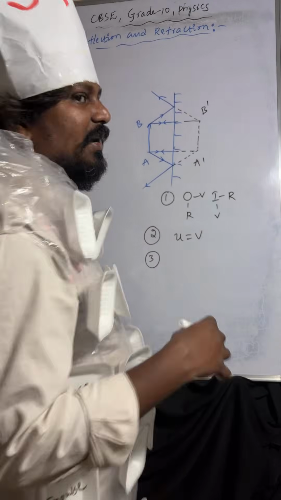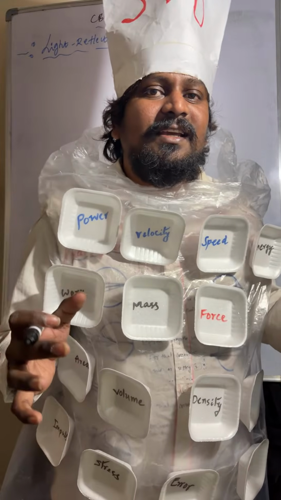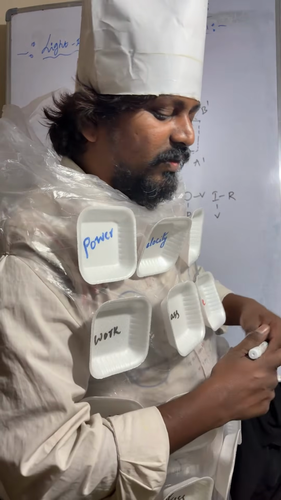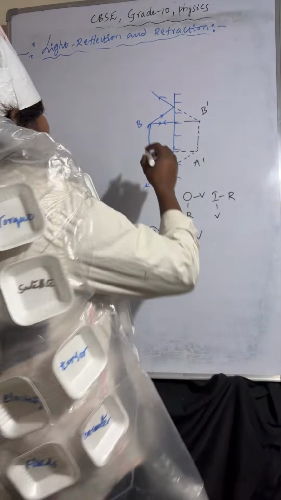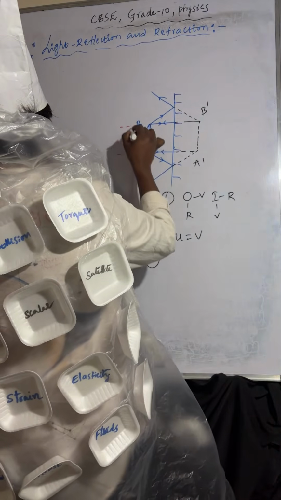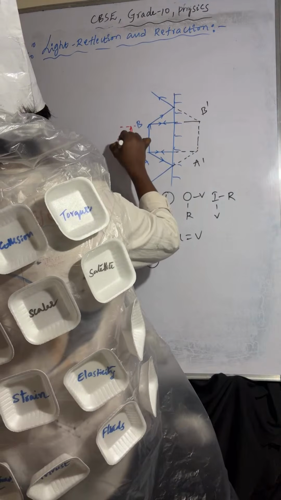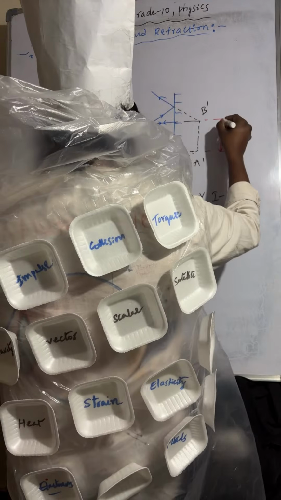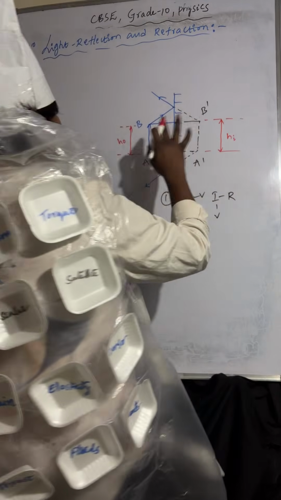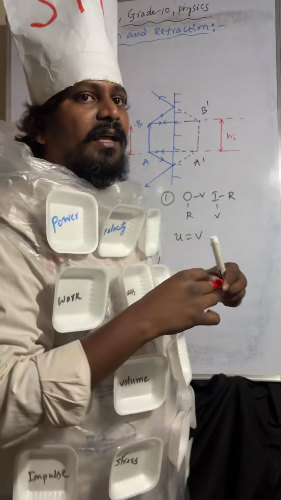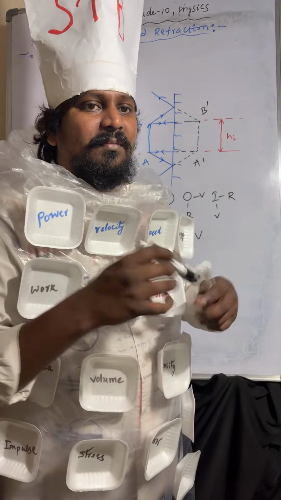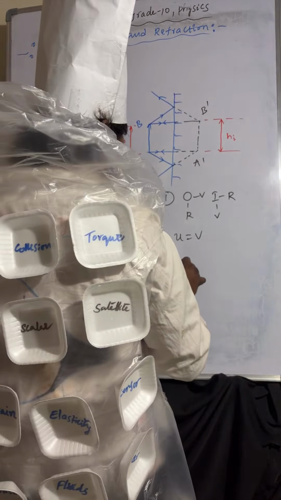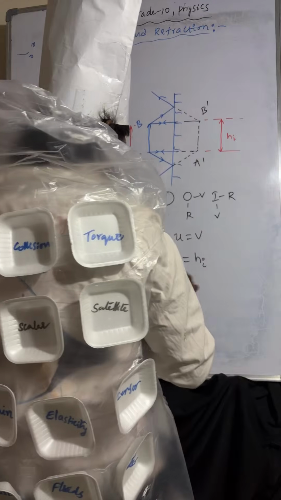And coming to the third one, height of the object is equal to height of the image. Here you can observe, this is the height of the object, and this one is the height of the image. So object distance is equal to image distance, and height of the object is equal to height of the image.